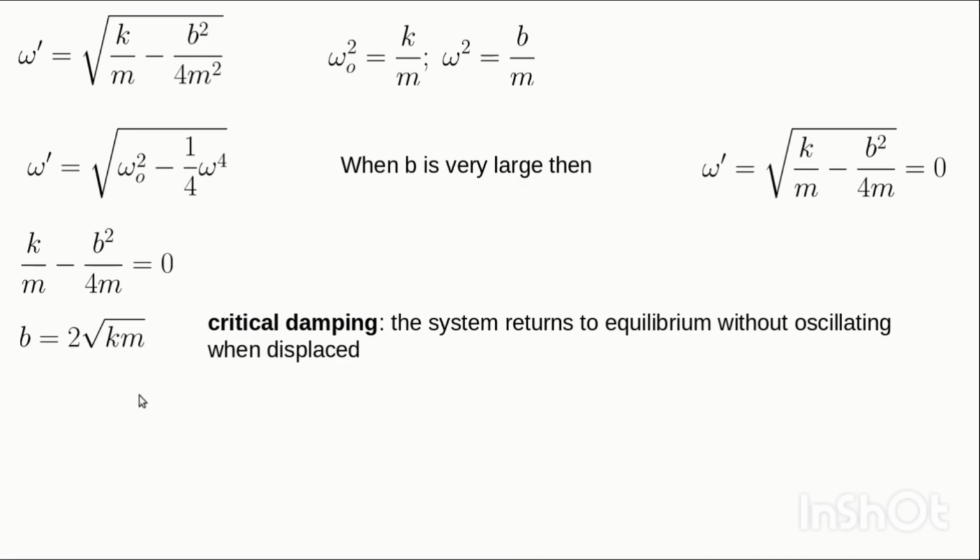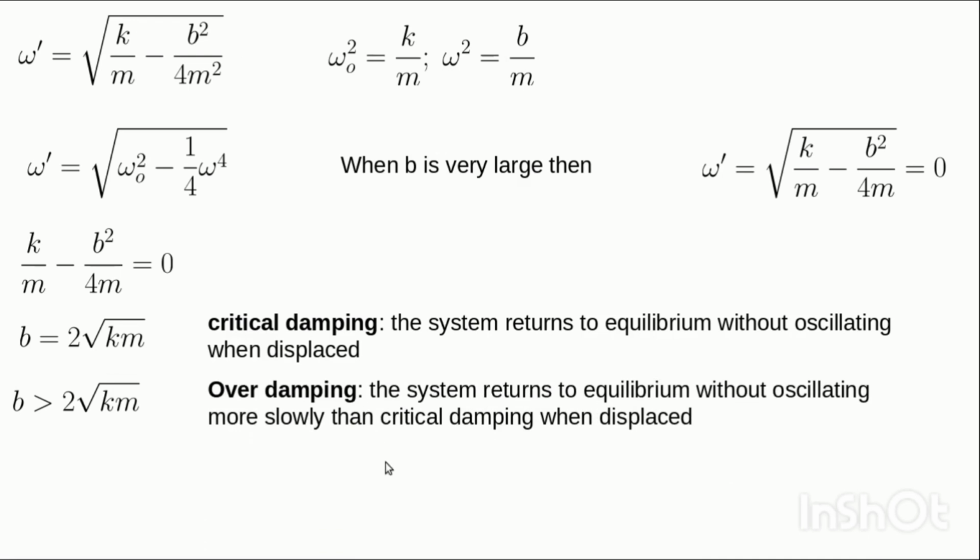The second scenario is when B is greater than 2 square root of KM. You notice that when this is greater than this, we get a negative value, and the square root of it will give us a complex number. In that situation, we call it over damping. The system returns to equilibrium without oscillating, but more slowly than with critical damping when displaced. So it returns to the equilibrium position more slowly compared to this one, and we call it over damping.